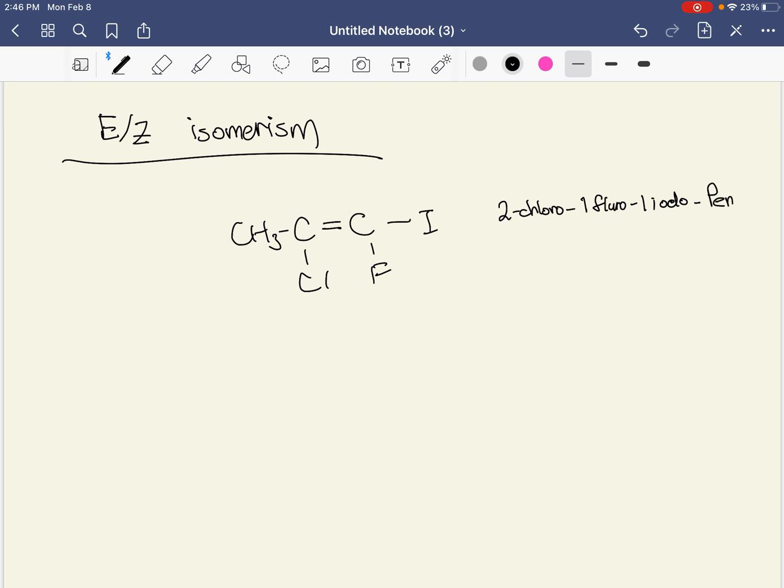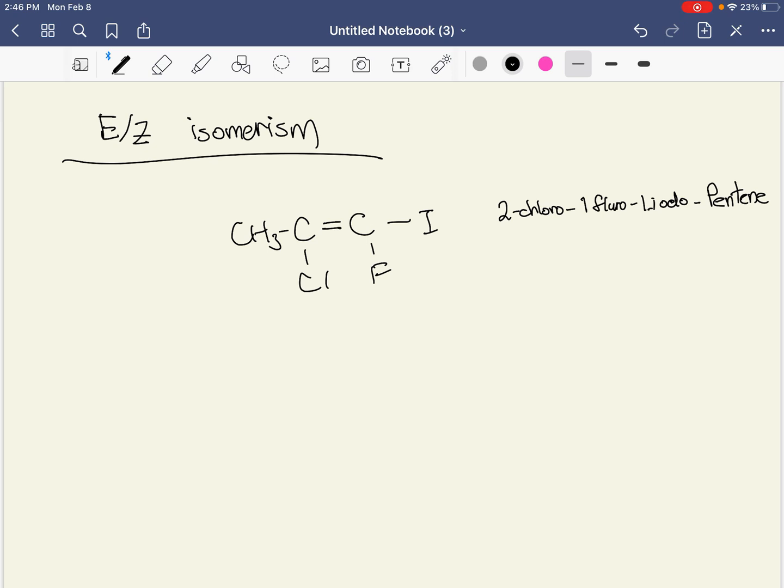Pentene. There you go. 2-chloro-1-fluoro-1-iodo-pentene. Do I have to say 1-ene? No. You can't have 2 pentene. Pent-2-ene makes no sense. Doesn't exist.